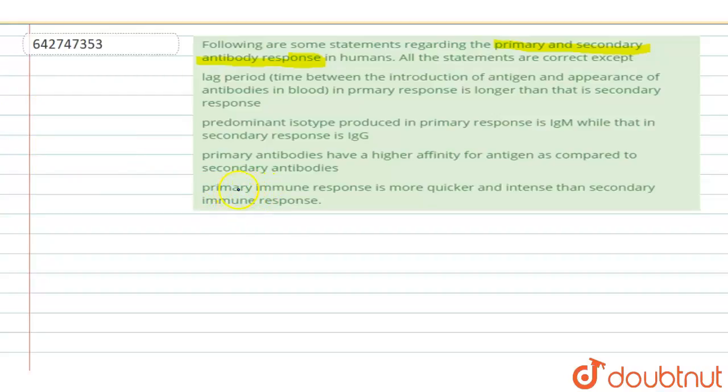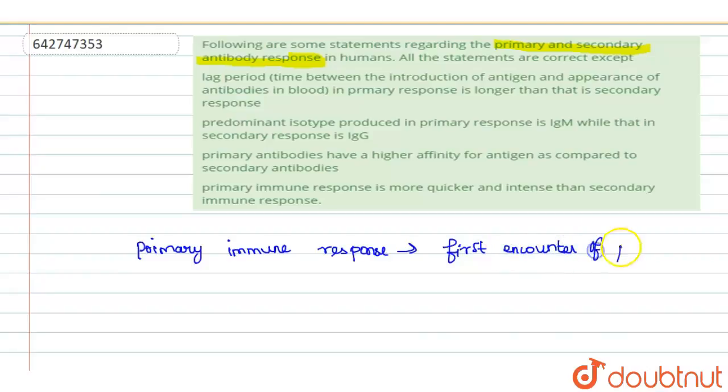So the reaction of the body's immune system to the first encounter of a microbe or a pathogen is called a primary immune response, or primary antibody response. So the body's immune system to the first encounter of microbes is called the primary immune response. First encounter of pathogen.